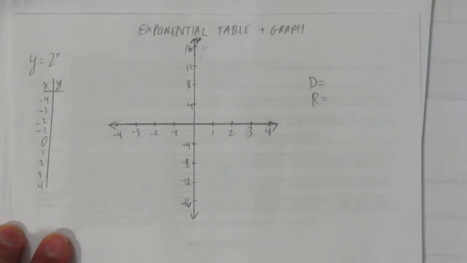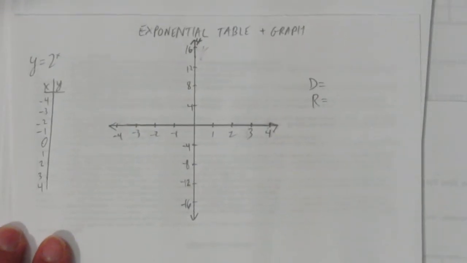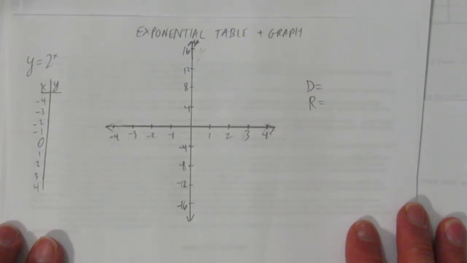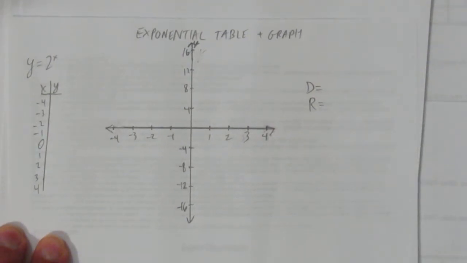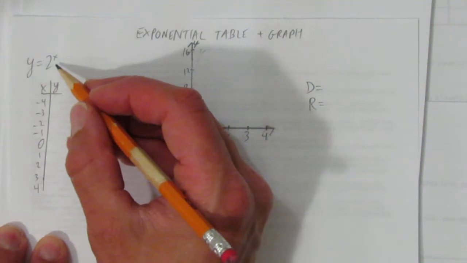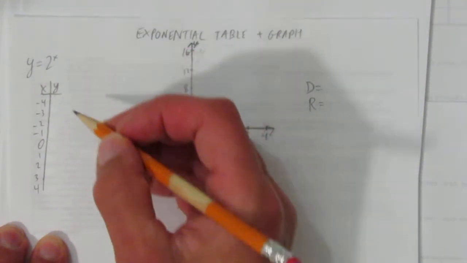In this video, we'll look at making an exponential table and graph. We'll also calculate the domain and range, but I didn't put that in the title. So the equation is y equals 2 to the power of x, a very simple exponential function.